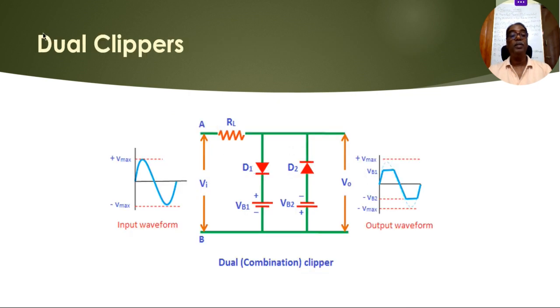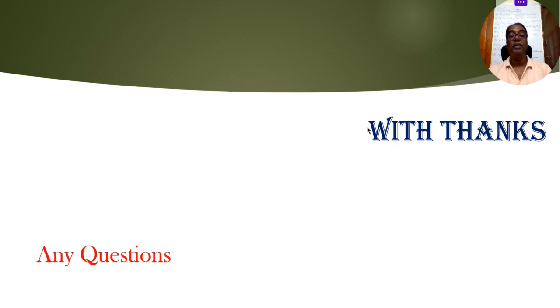And this is an important circuit called the dual clipper, in which we are using two biasing voltages VB1 and VB2. So depending on the values of VB1 and VB2, the upper portion and lower portion, that is the positive portion and the negative portion of the input signal, will be clipped, so that you can get a dual output. Now this can be useful for the production of various types of signals.